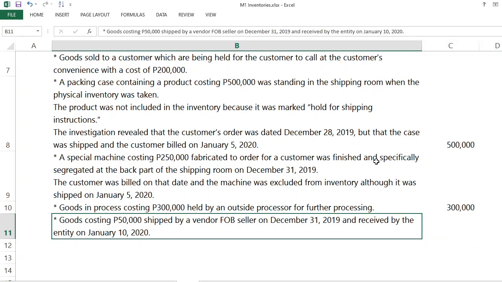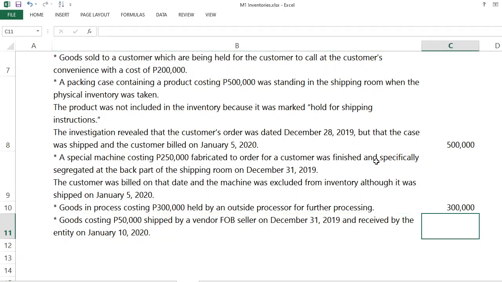Next, goods costing 50,000 shipped by a vendor, FOB seller, and received by the entity, kinsa ta dere, buyer. This is FOB seller. FOB seller is the same as FOB shipping point. Therefore, libre lang kutob dito kay seller. So, gikan kang seller, padulong sa tua, atuan na ito nga items. And na-ship December 31, so nana siya sa dagat, December 31, naglutaw, atuan na ito kay FOB shipping point or FOB seller. And, na-receive January 10, so i-appeal na ito kay atuan naman di ay.